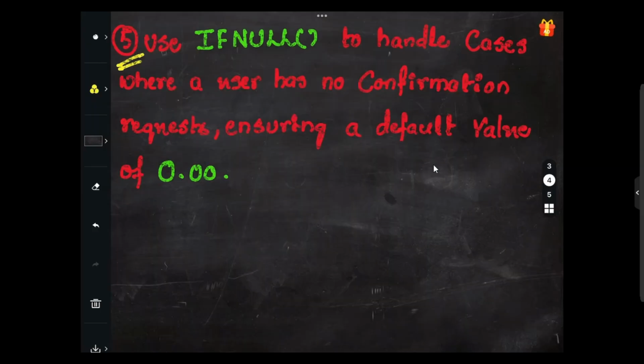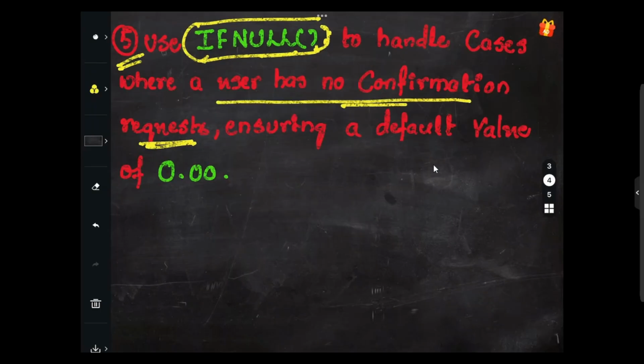So here we will use ifnull. The ifnull keyword we will be making use of. Why will we make use of the ifnull keyword in this case? To handle cases where the user has no confirmation request. So this is very important. Here we will be making use of ifnull to handle cases where the user has no confirmation request.